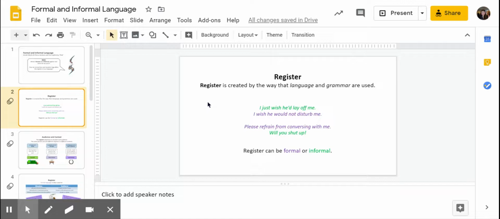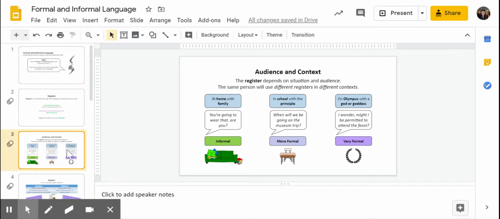So I'll read through the first example here. "I wish he'd just lay off me" has an informal register. "I wish he would not disturb me" has a more formal register. Think about how those two sentences are different. What language have they used that's different? What grammar have they used that's different?